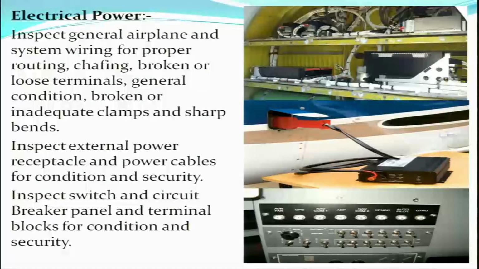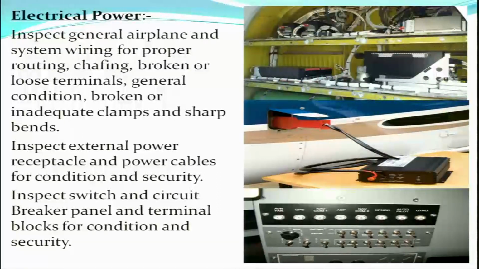Electrical power: inspect the general airplane and system wiring for proper routing, chafing, broken or loose terminals, general condition, broken or inadequate clamps and sharp bends. So, as part of the 200 hours schedule, in the electrical system, we are inspecting the system wiring, the routing of the wiring, any broken or loose terminals, general condition, broken or inadequate clamps or sharp bends. This was not checked in the 100 hours. As part of the 200 hours, we are checking the complete wiring in general of the electrical system.